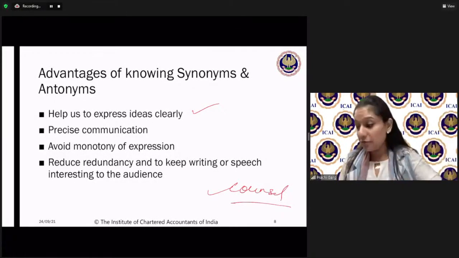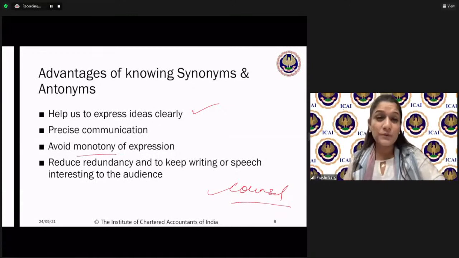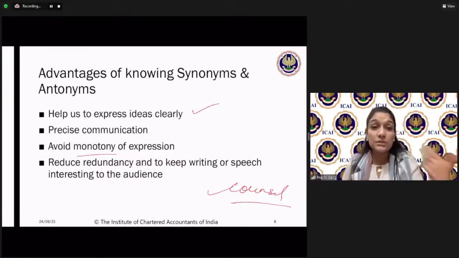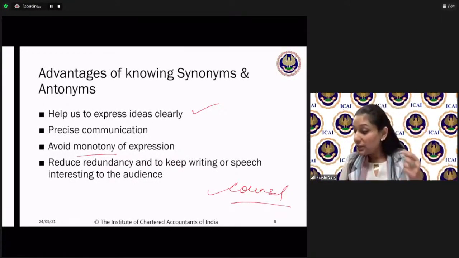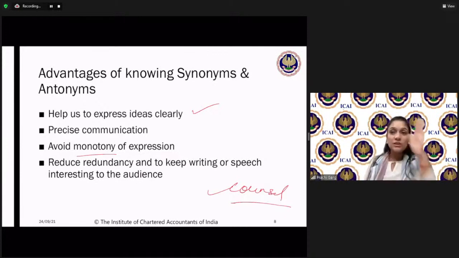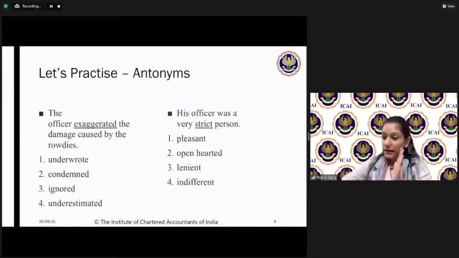Avoid monotony of expression. Now, monotony means that you don't want to be repetitive and using the same words again and again. So, using these words can make you sound interesting. Am I clear? Reduce redundancy and keep writing or speech interesting to the audience. Repetition of things again. You can avoid the repetition of words without changing the entire intent of your passage. You can use different words and yet convey the same meaning. Clear? Any problem so far? Anything that you want to know?